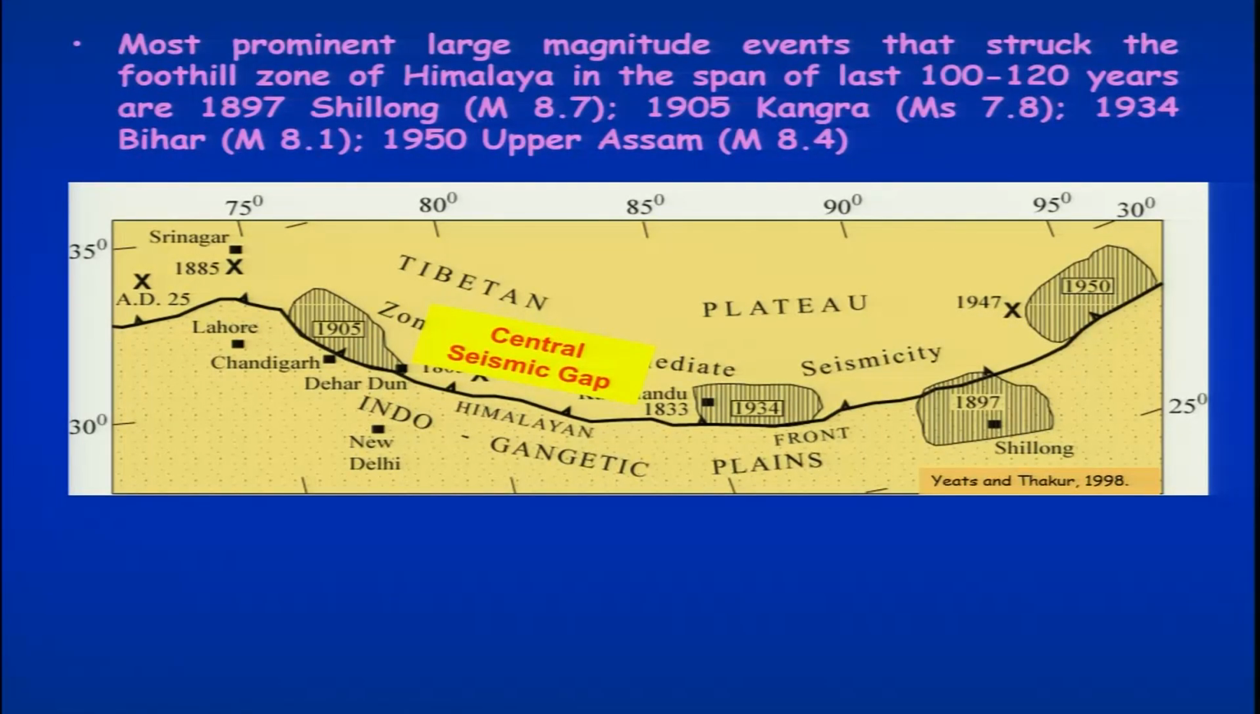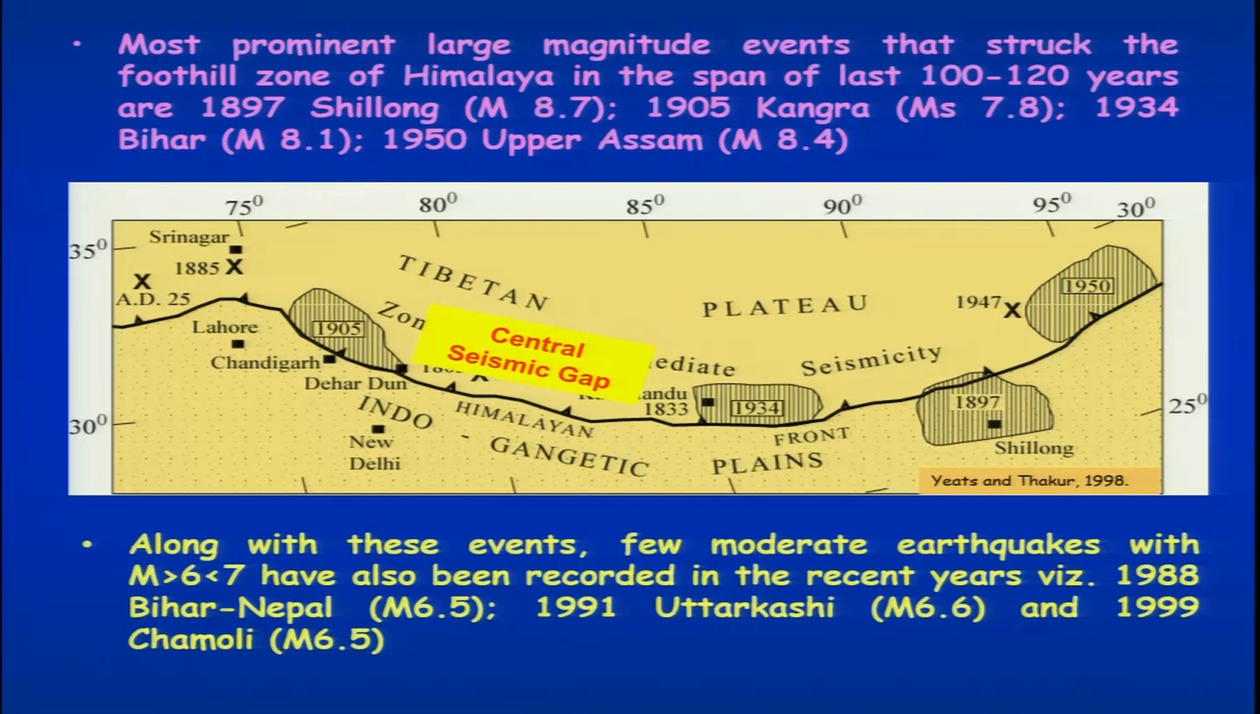or the strain which was accumulated in the Himalayan region, and the areas in between have been marked as seismic gaps. Okay. So, you have the central seismic gap that exists between the 1905 earthquake and 1934, and then we have another one which exists between 1934 and 1950.